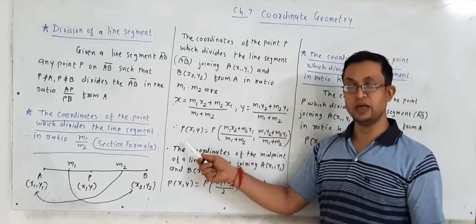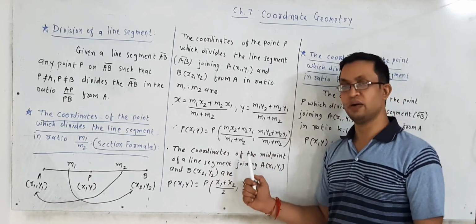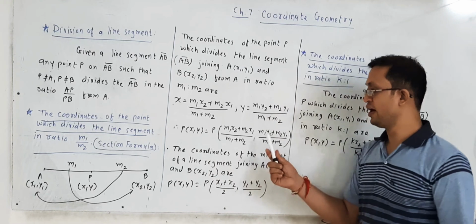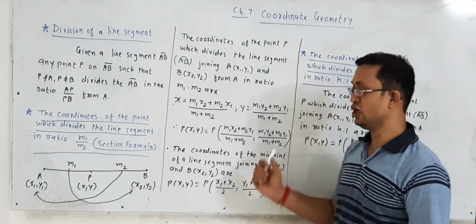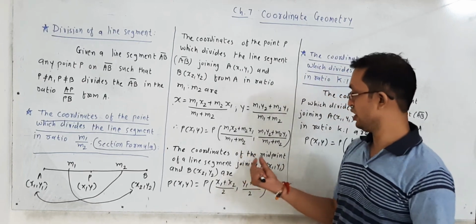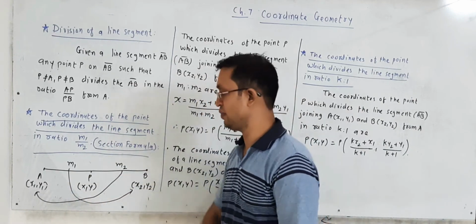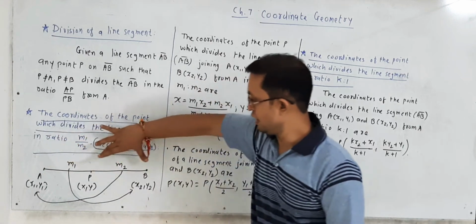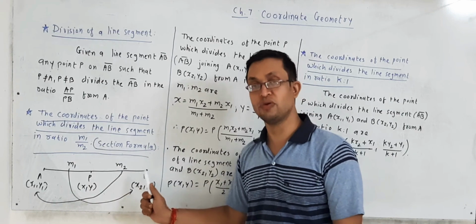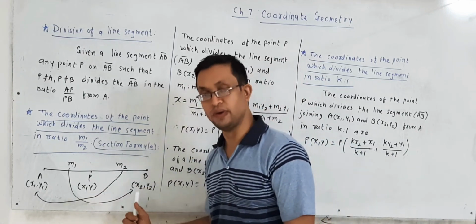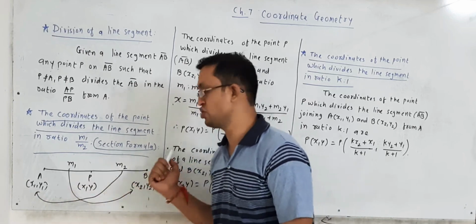Therefore, the coordinates of P(x, y) are ((m1 x2 + m2 x1) divided by (m1 + m2), (m1 y2 + m2 y1) divided by (m1 + m2)). Now, if P is the midpoint of line segment AB, then the ratio AP to PB is 1 to 1. Here m1 to m2 is 1 to 1 because P is the midpoint of AB.